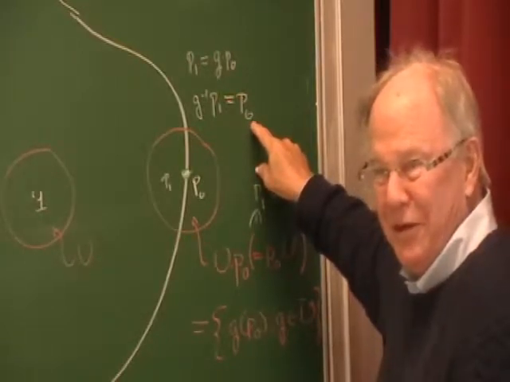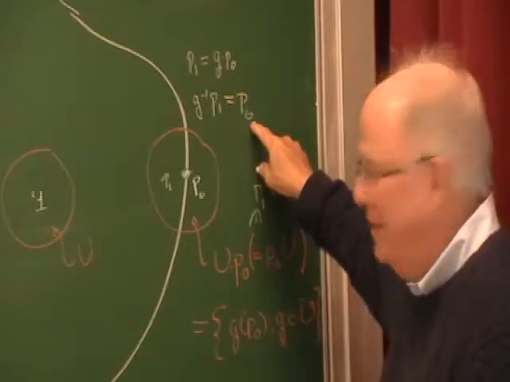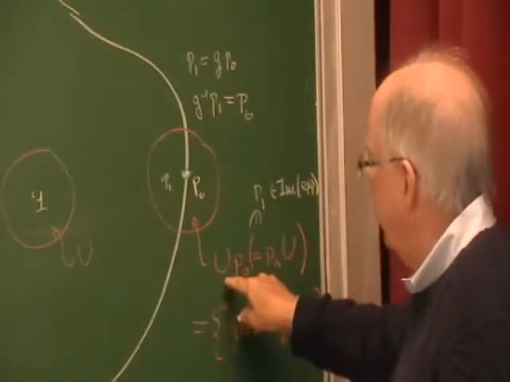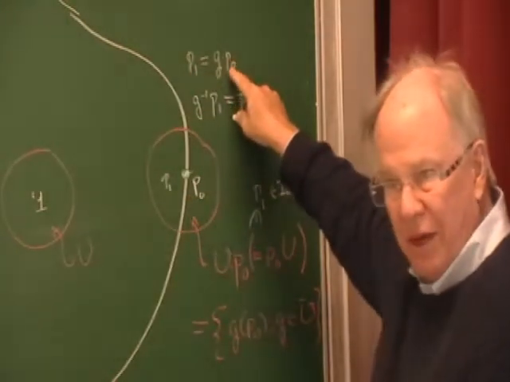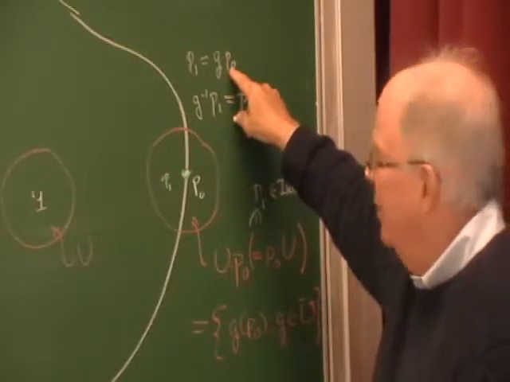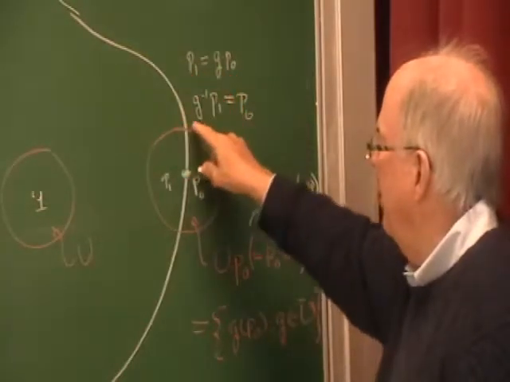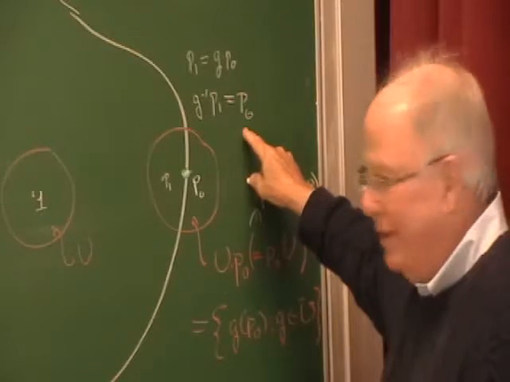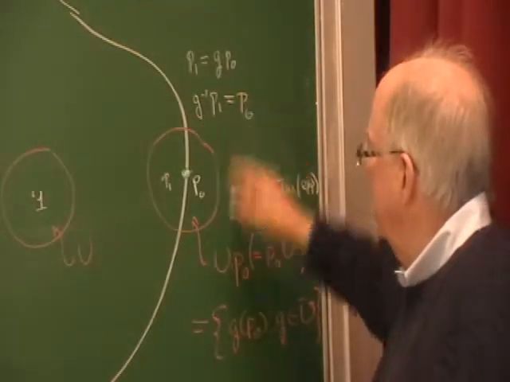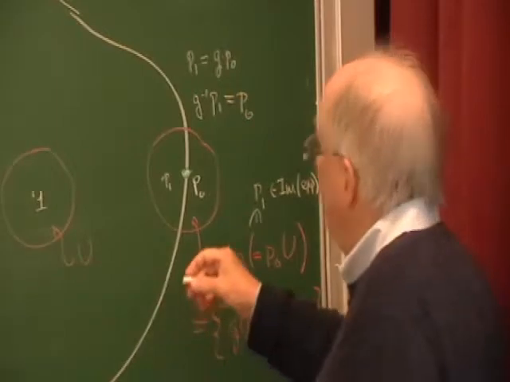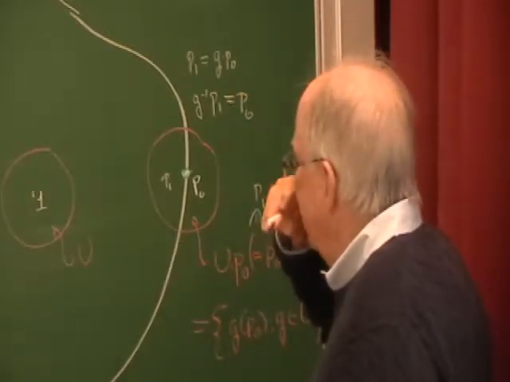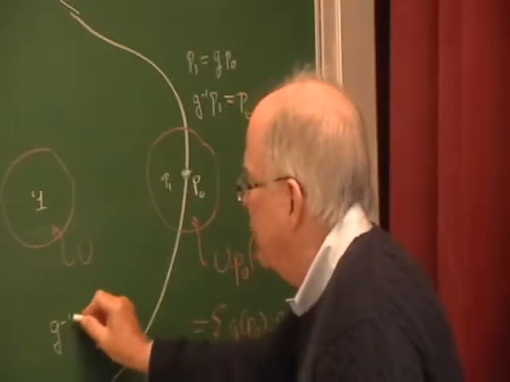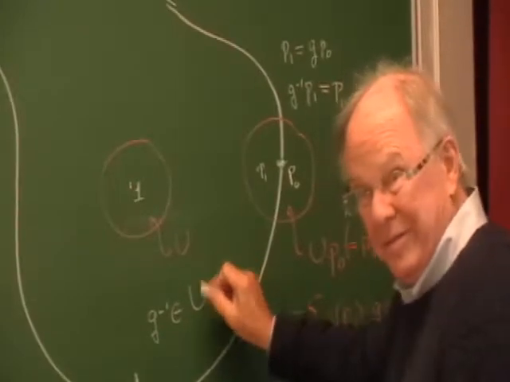At least it doesn't look satisfied. I'll say it again. So first of all, let's go through this. By definition, P1 is in this thing, and that means that P1 is G times some element. That means I can bring the G over here and say the G inverse of P1 is P0. But maybe what I need is that G inverse is also in U.